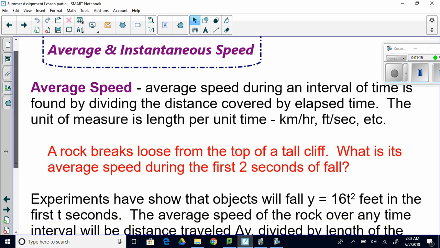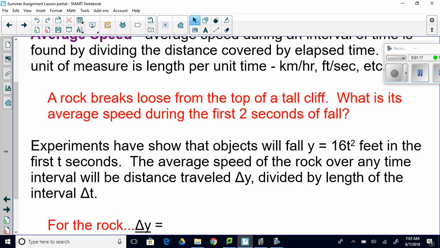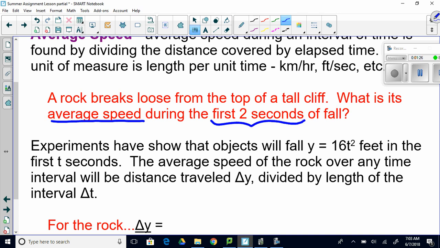So in this situation we have a problem. It says a rock breaks loose from the top of a tall cliff. What is its average speed during the first 2 seconds of fall? So we want the average speed during the first 2 seconds of fall. So we're going to need the next little bit of information. Experiments have shown that objects will fall y equals 16t squared feet in the first t seconds. The average speed of the rock over any time interval will be distance traveled, or the change in y, we call this delta y, divided by the length of the interval, delta t.